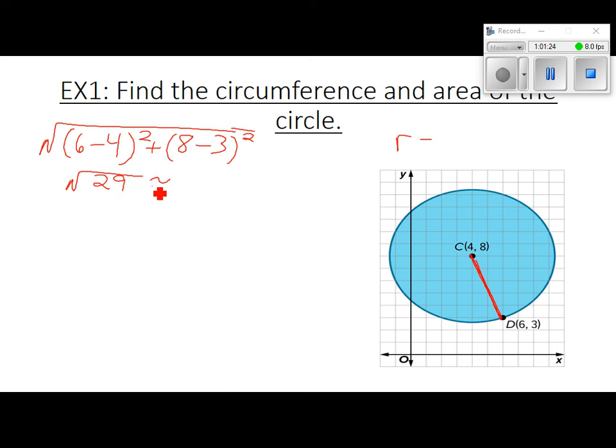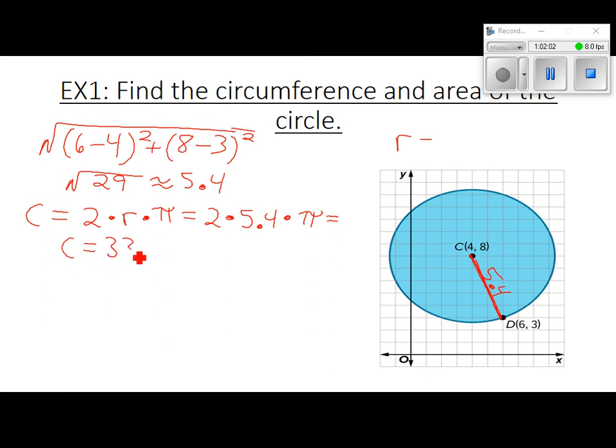Anybody else get 29? Yes. What's the square root of 29? 5.4. So how long is this radius right here? 5.4. Is that our answer? 10.8. Circumference. How do we find the circumference? What's the formula? Be careful, wrong one. 2 times r times pi. That formula will work. So 2 times, what's the radius this time? 5.4. 5.4 times pi. Punch all that into your calculator.